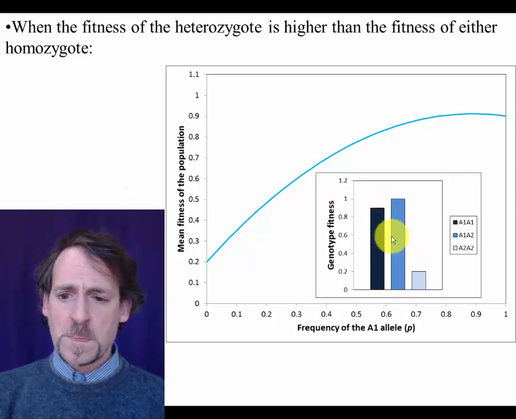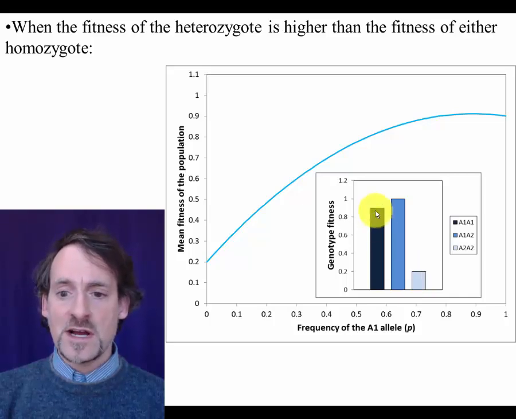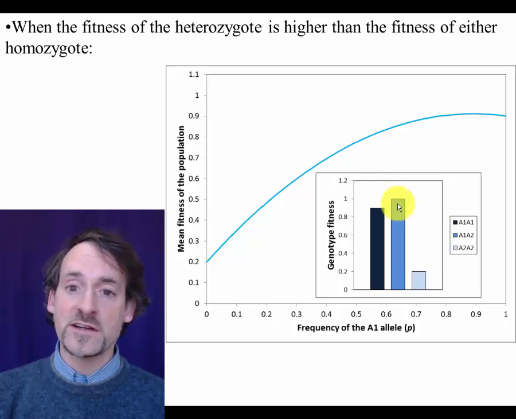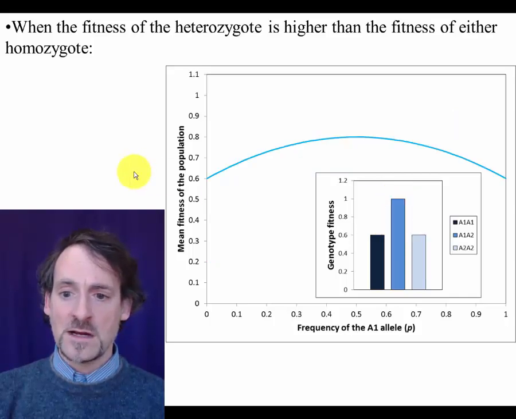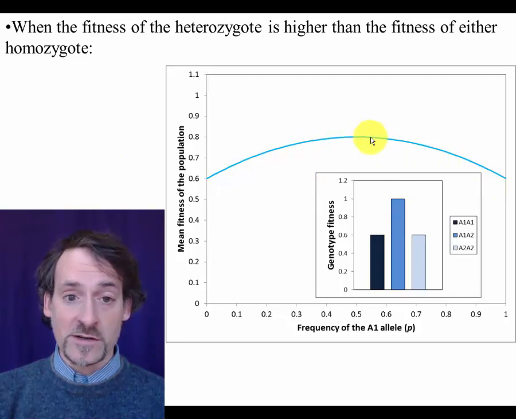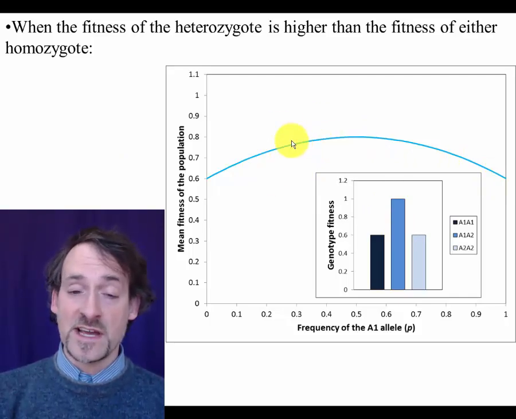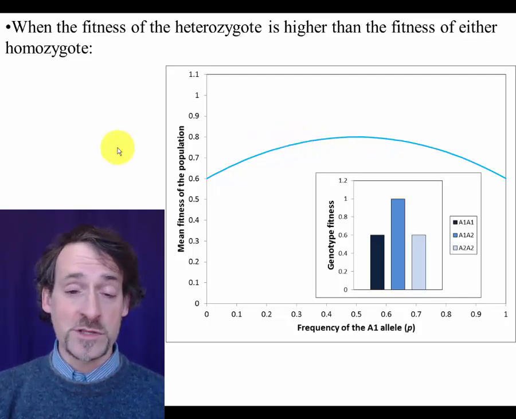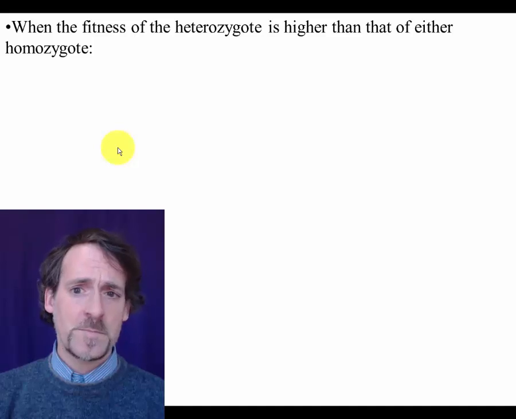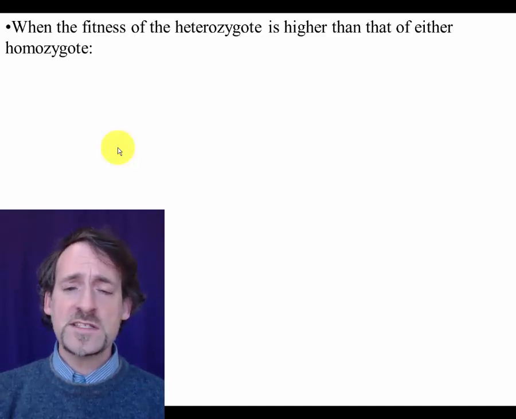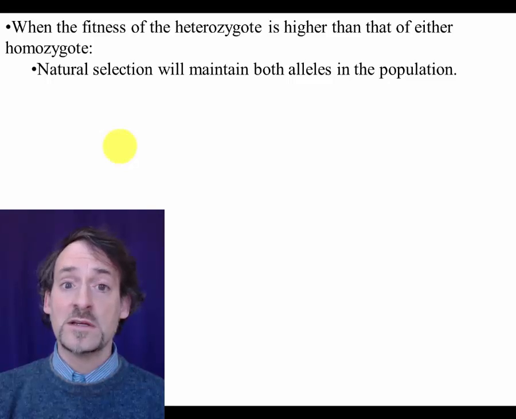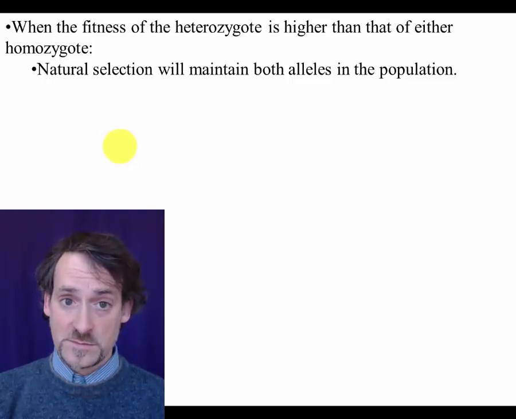And again, the relative fitnesses of these three genotypes don't matter as long as the heterozygote is the most fit. You can have lots of different shapes, but the maximum is always going to be somewhere here in the middle, which means that natural selection will maintain both alleles in the population. So when the fitness of the heterozygote is higher than the fitness of either homozygote, neither allele goes extinct.